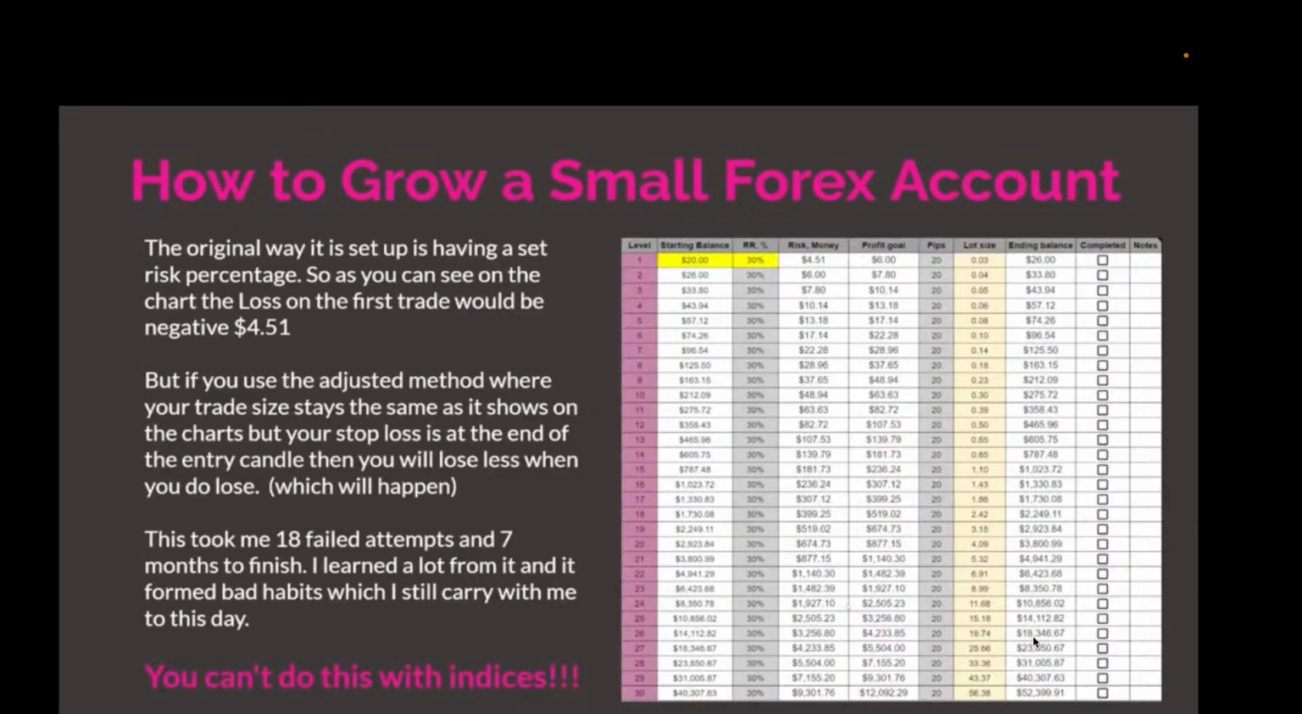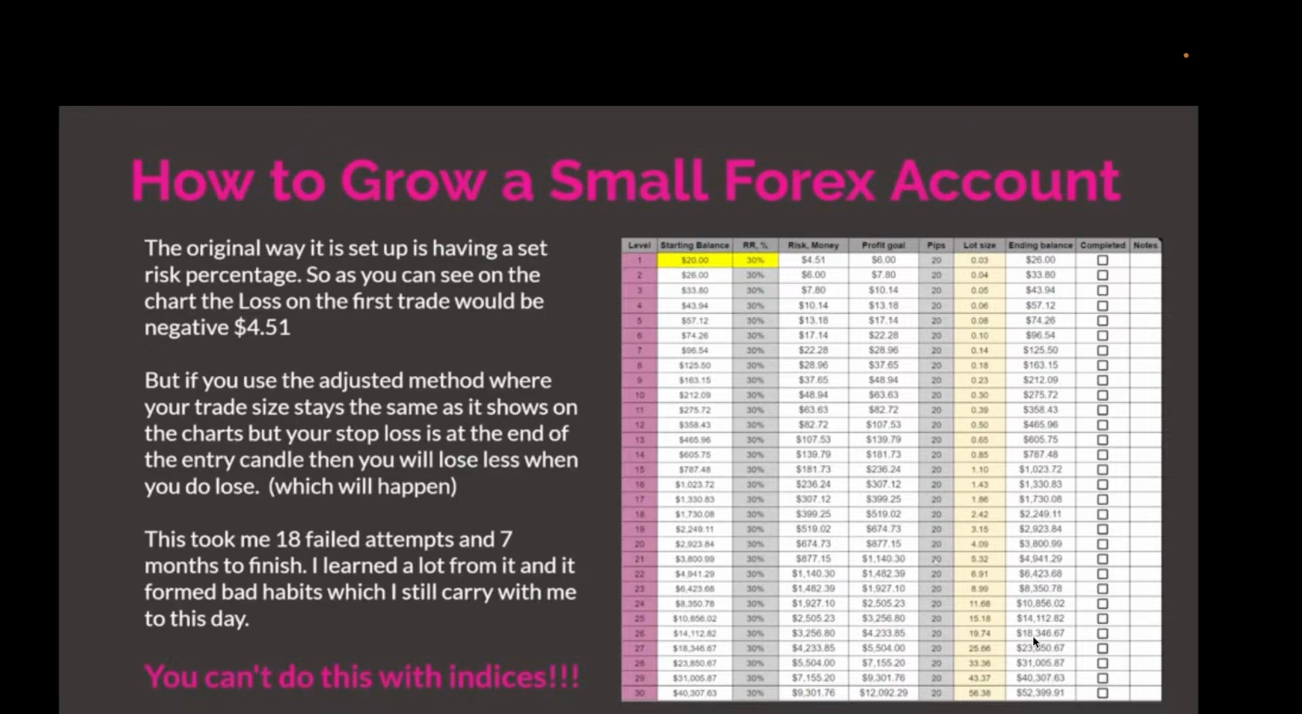Now, the original way that this spreadsheet that we offer you guys as part of your membership is set up is having a specific risk percentage. So as you can see on the chart, the loss of the first trade was $4.51, and a 30% profit goal gets you $6. So the easiest way to do this is just follow what the spreadsheet has. This is your lot sizes. These are the pips that you're looking for. And if you do all of these, you'll start with 20 bucks and you'll take it all the way to $52,399.91.